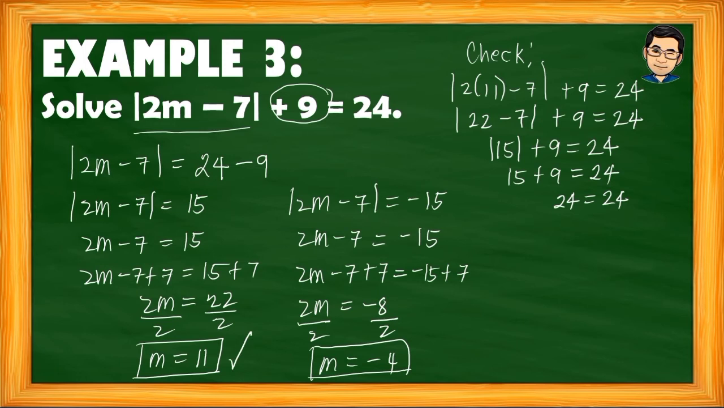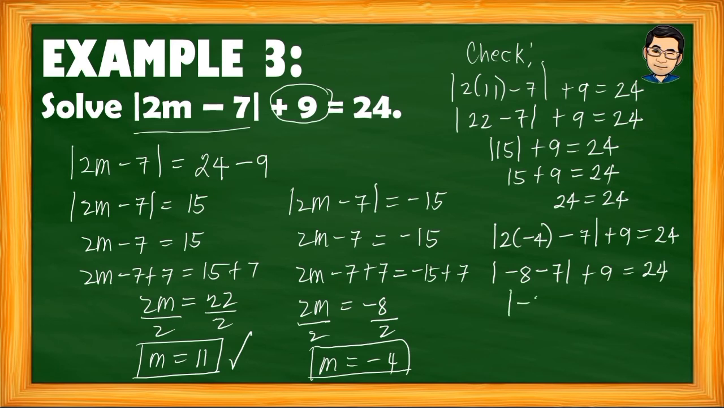Now, let's check for negative 4. 2 times negative 4 minus 7 plus 9 is equal to 24. So, 2 times negative 4 is negative 8 minus 7 plus 9 is equal to 24. Now, the absolute value of negative 8 minus 7 is negative 15. Absolute value of negative 15 plus 9 is equal to 24.